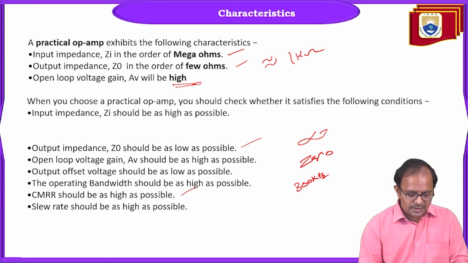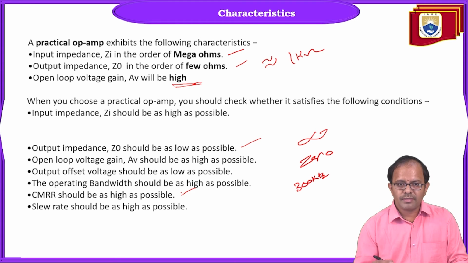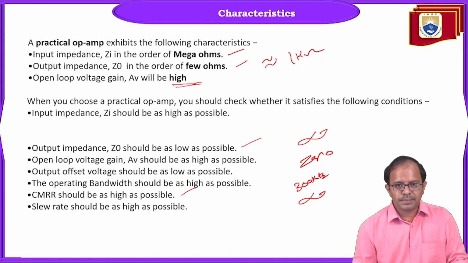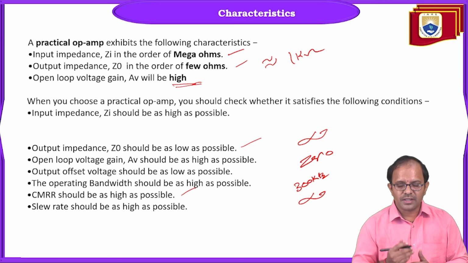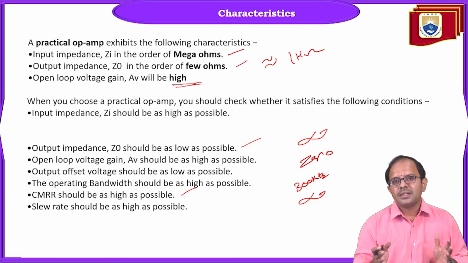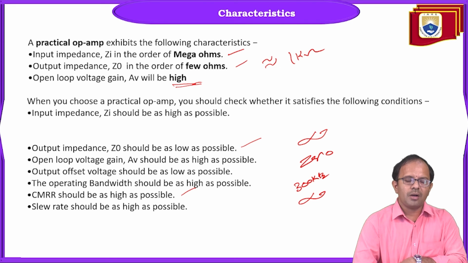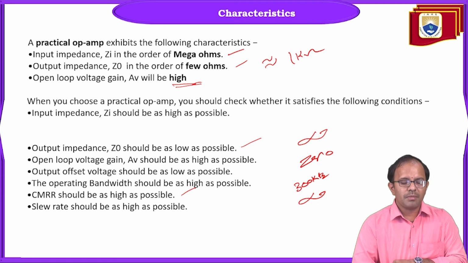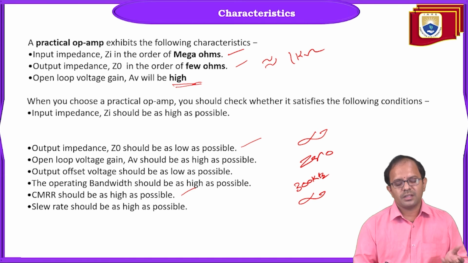And as we said in the other case, CMRR. What is the value of CMRR in the ideal case? It is infinite, we said. But in practice, it is not infinite. It should be sufficiently high in order to meet the basic operational amplifier design. The common mode rejection ratio should be high, right?